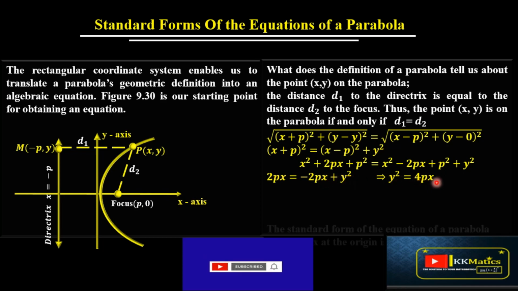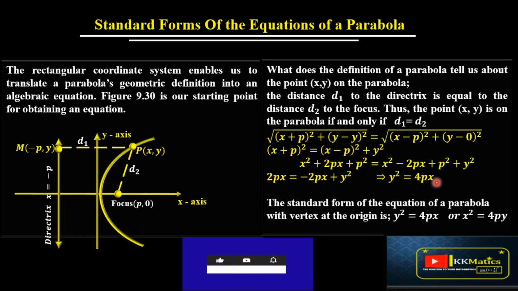And that being said, we can conclude by saying the standard form of the equation of a parabola with vertex at the origin, which is (0, 0), is this equation here, or that equation there.